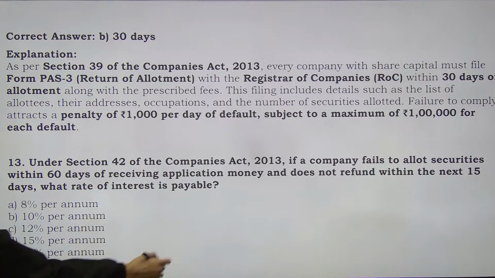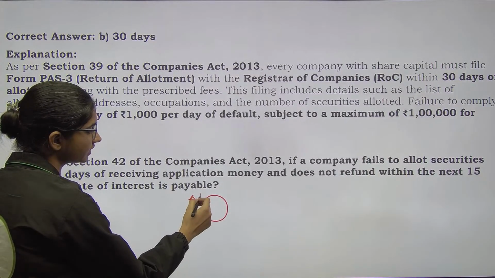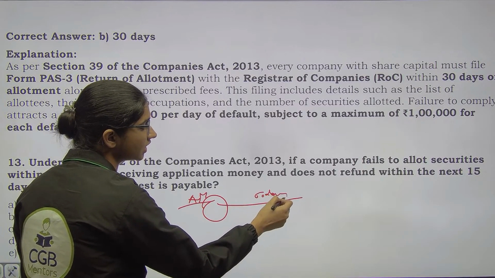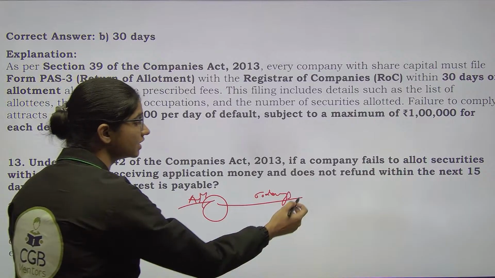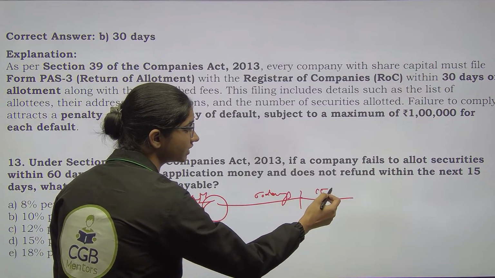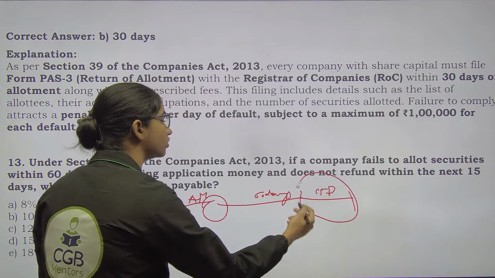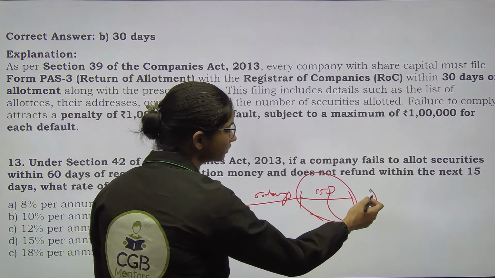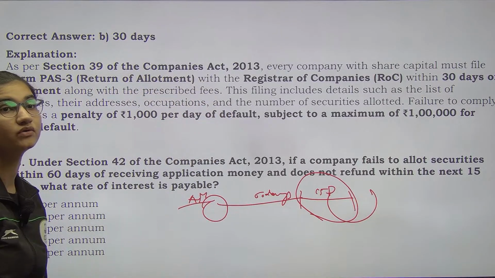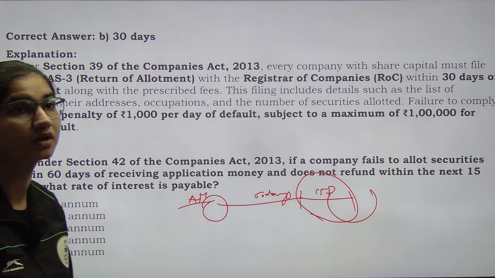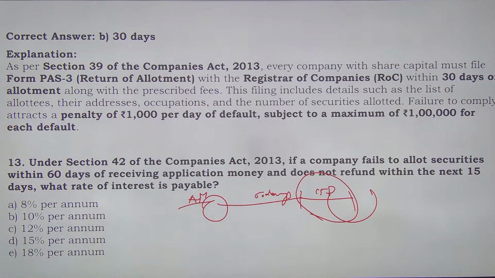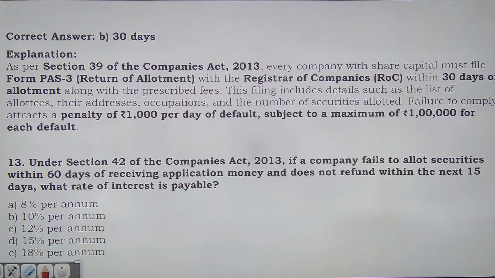So what happened here is that application money has been received by the company and now the company has to allot the securities in 60 days. If the company has not done that, then in the next 15 days the company has to refund the money, okay? If the company has not done that also, then the company has to refund the money, but with a certain amount of interest. So they are trying to ask you how much is that percentage of interest that will be applicable in this particular scenario. So please try to answer it.